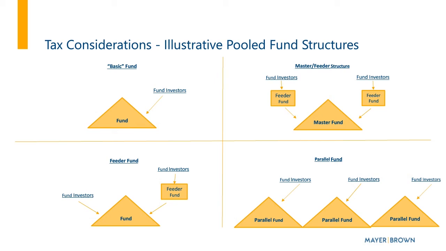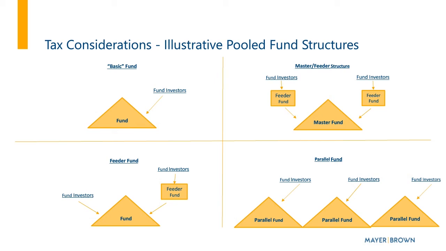As you'll see, we've divided the slide into 4 quarters. The top left-hand quarter, which we've described as basic fund, is similar to the pool fund structure that we had earlier. So this is essentially a single fund vehicle into which investors invest. This is the most basic type of structure.